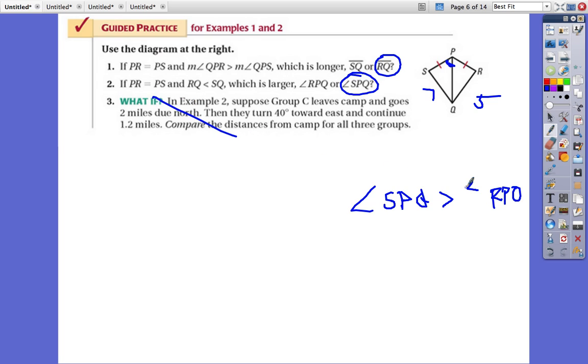Okay, and we'll skip number 3. And that's it for part 1 of 5.6.